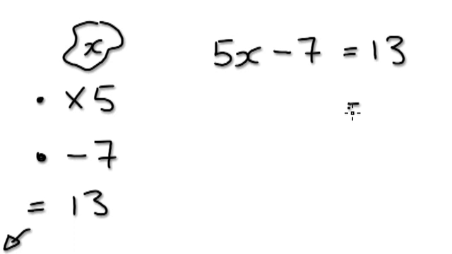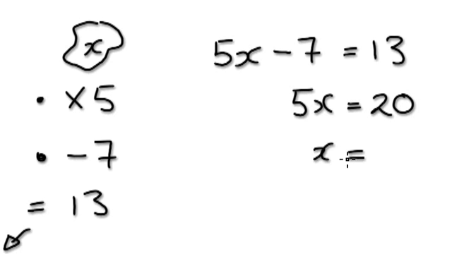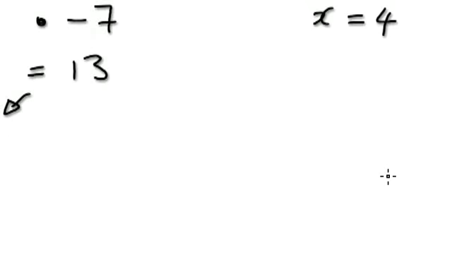Add 7 to both sides. That would be 20, and on this side would be 5x. Now divide both sides by 5, and this would be x, and this would be 4. Okay. So next one.